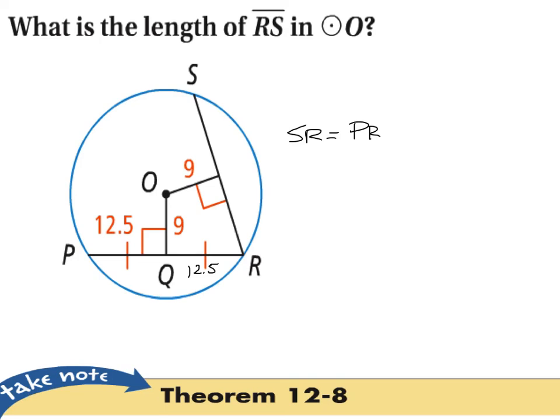Okay, now since I know those two are 12.5, if I add 12.5 and 12.5, I know that PR is 25. Which means if PR is 25, then SR has to be 25. Because again, the two chords are the same distance from the center of the circle. This goes back to one of the last theorems we looked at.